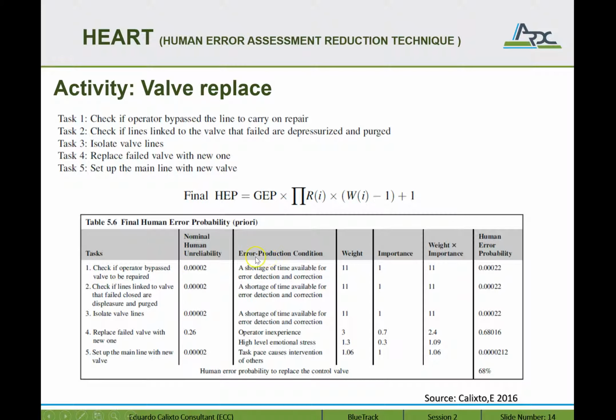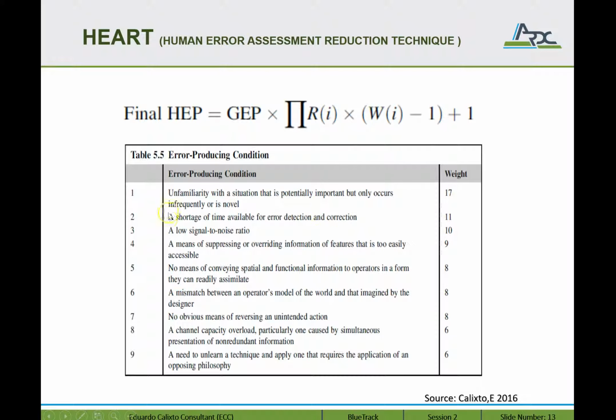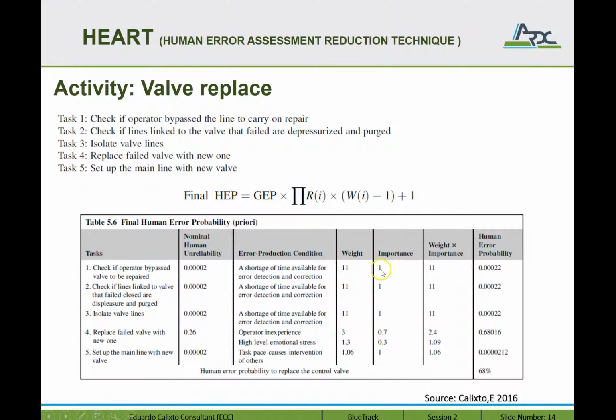The second step is to define the error producing condition. Our error producing condition is shortage of time available for error detection and correction. So we are using this small time to carry out the task. So we use the weight 11 here. And the importance for this performance factor is 1, that means 100% because we have only 1. So how are we calculating the human reliability now? We have this weight here, so 11 minus 1, we have 10. Then 10 we multiply by 1.